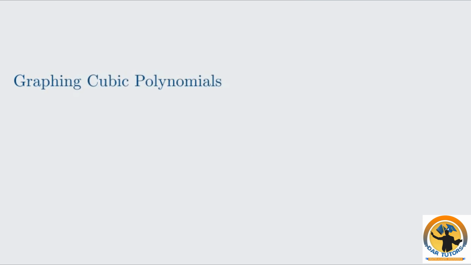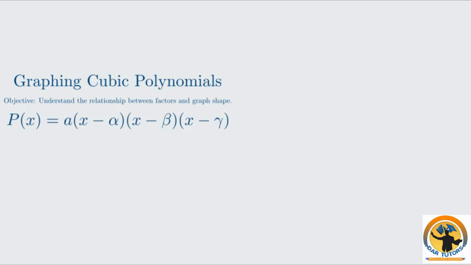Now, let's bring together everything we've learned to analyze and sketch the graphs of cubic polynomials. Our objective is to understand the relationship between the factors of a cubic polynomial and the shape of its graph. A cubic polynomial can be categorized into four main types based on its zeros. The leading coefficient, a, determines the end behavior. If a is positive, the graph starts low on the left and ends high on the right. If a is negative, it starts high and ends low.